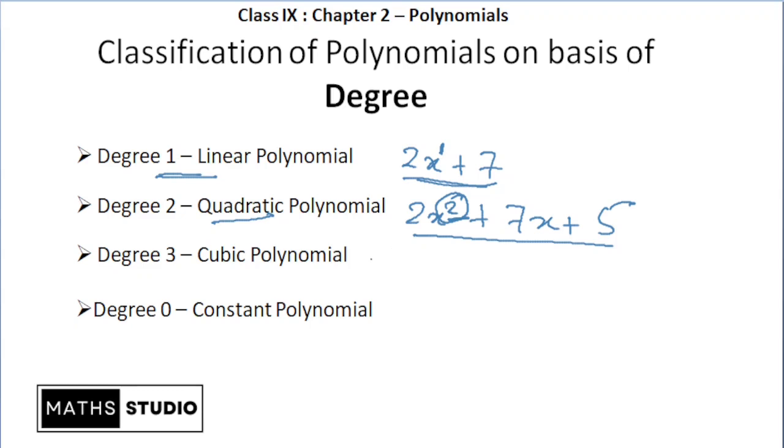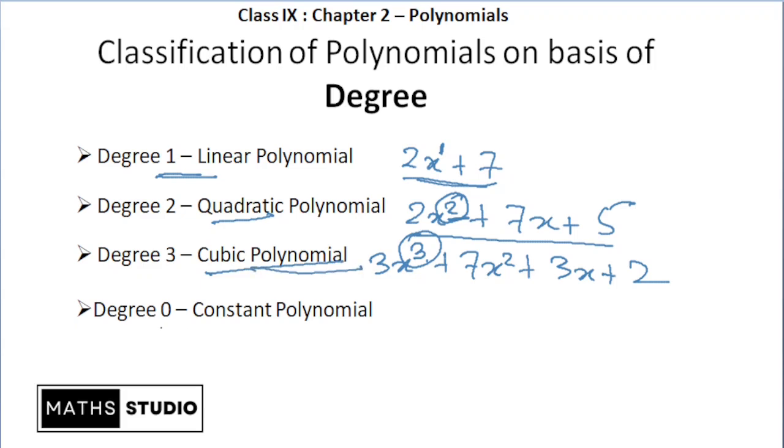Now degree 3: 3x cube plus 7x square plus 3x plus 2. In this case the highest power or exponent is 3, so the degree would be 3. So these are known as cubic polynomials.